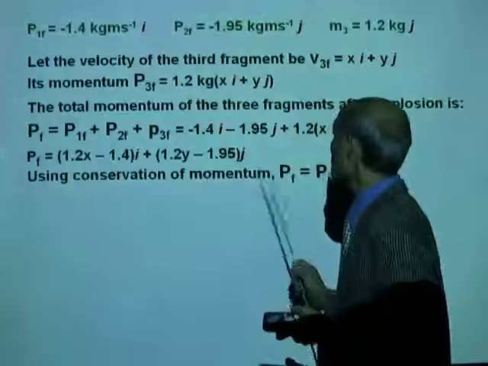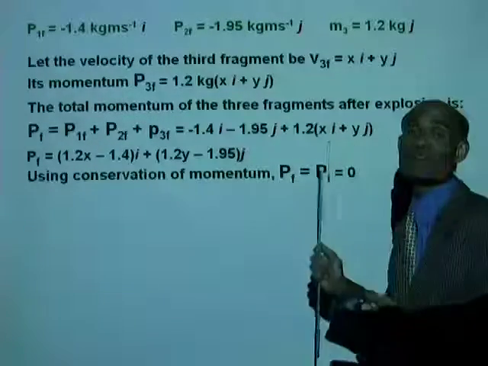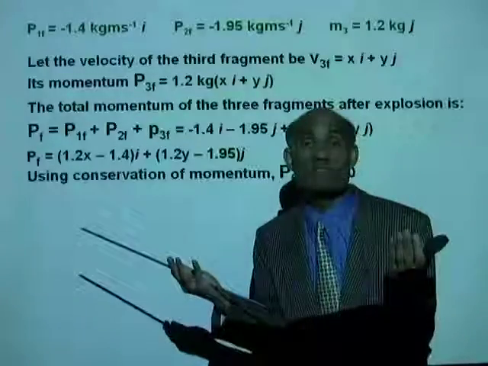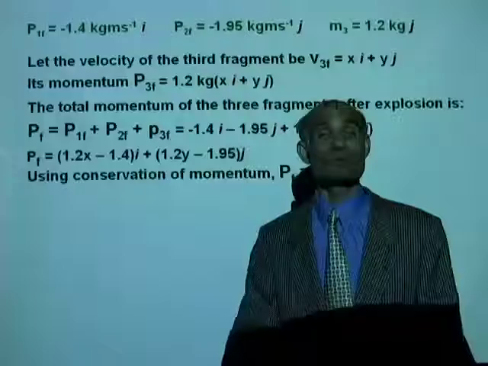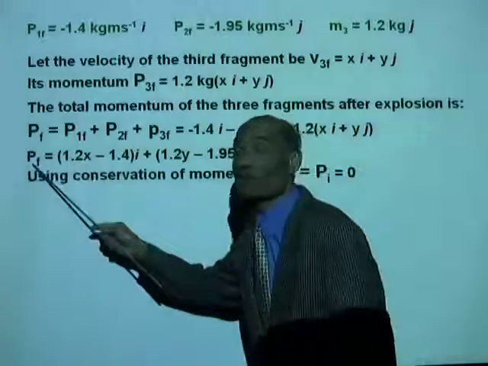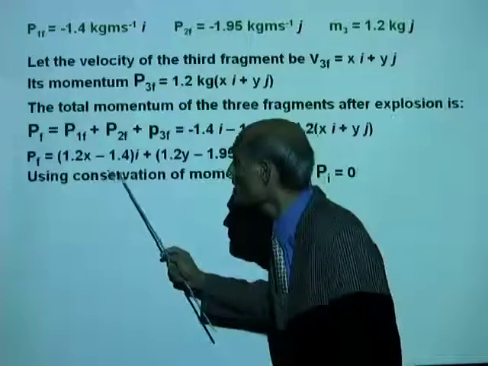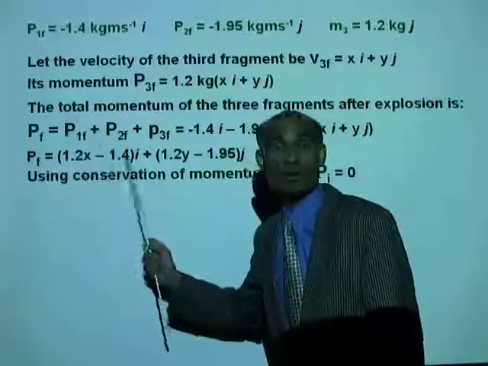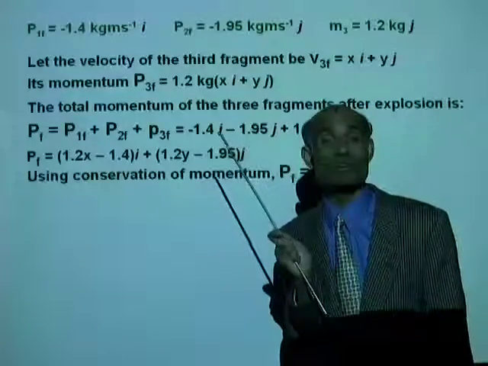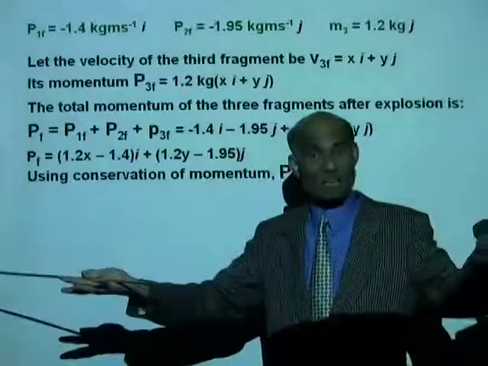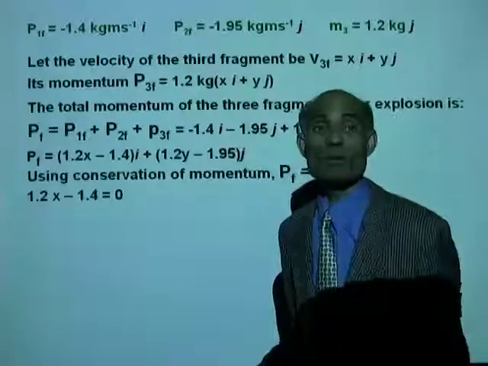Well, using the conservation of momentum, you know that Pf equals Pi, and Pi, the initial momentum, is 0. Therefore, the final momentum also must be 0. Well, if the final momentum is 0, it means the x component of the final momentum is 0 and the y component of the final momentum is 0. Is that right? They separately have to be 0 if the final momentum is 0.